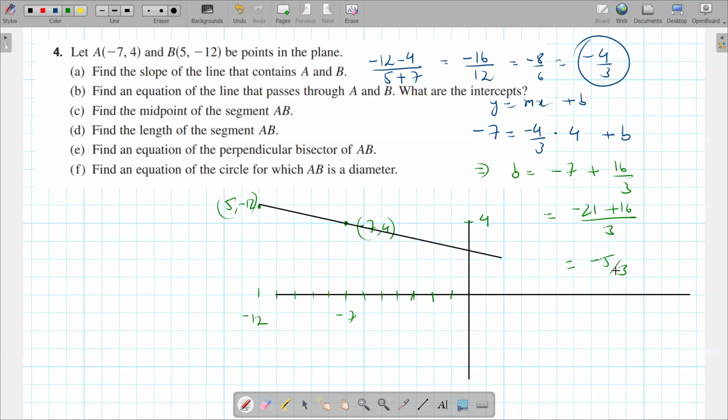So I got a negative y-intercept, but on my diagram I have a positive y-intercept. Which one is wrong? Let me just plug this in. -7 plus 16 divided by 3. So this math is right. What about the slope? -12 minus 4 divided by 5 plus 7. That is also right.